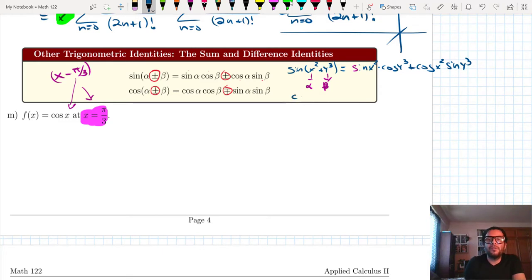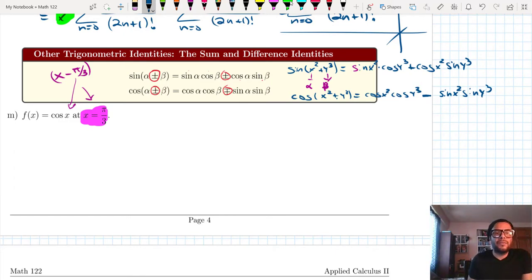Another example, cosine of, why not, x squared minus y cubed. This will be cosine alpha, which is x squared, times cosine beta, which is y cubed. But the minus turns into a plus, and the plus turns into a minus according to the symbols that I highlighted here. Minus sine alpha, which is x squared, sine beta, which is y to the third. We need to use the trigonometric identity to simplify the following exercise.